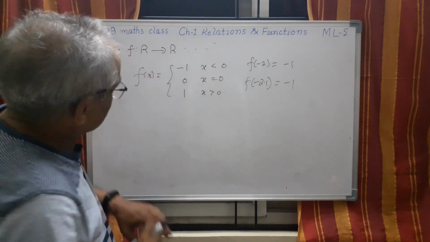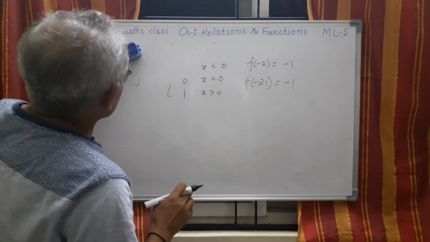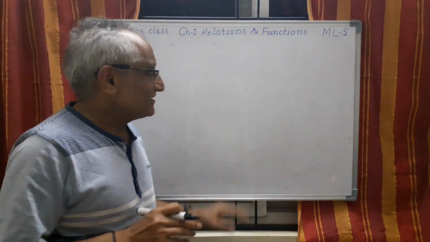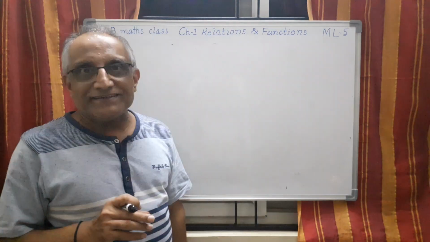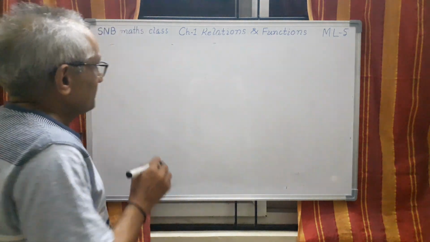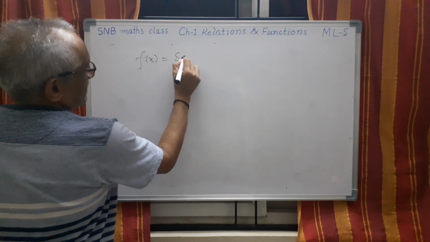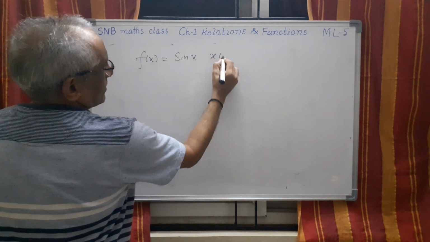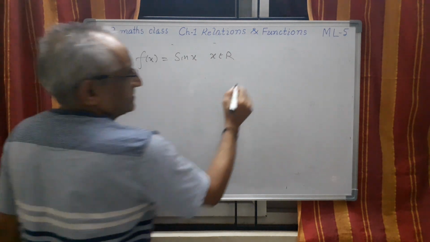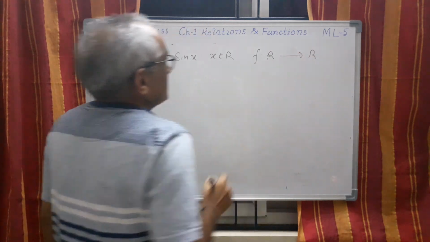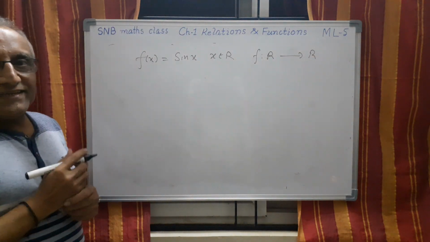Now just for the sake of curiosity, let us take sin x. Because in the next chapter we are going to study this again, inverse trigonometric function. But here let me take f of x equal to sin x, x belonging to R. This is also a function from R to R. Is it 1-1?